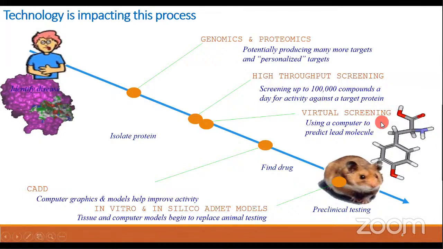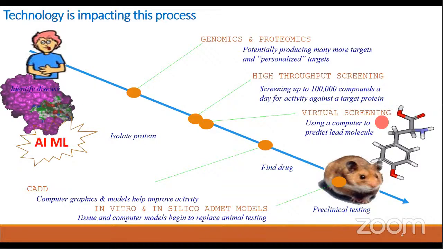So far we can implement various technologies in this picture, but once it reaches clinical testing, nothing can be done. It has to go through the clinical phases: phase 1, phase 2, phase 3, phase 4, all those things. So this kind of technology can be implemented in the drug discovery process.